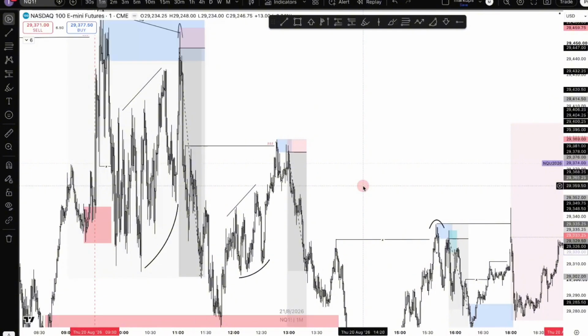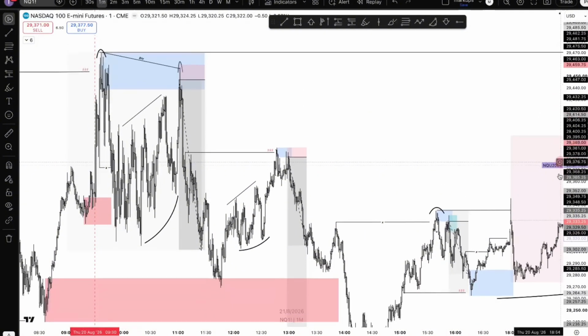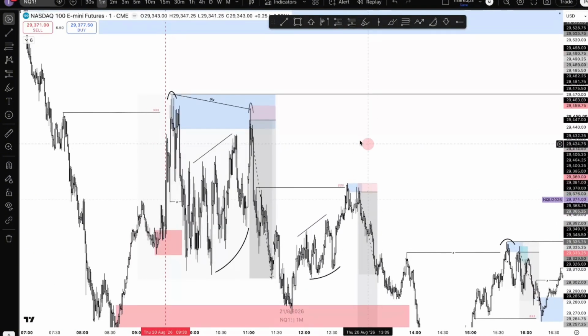So backtest this, use this to your knowledge. The one thing that I recommend is actually mastering protected highs or lows, because this is one of the most important things that I use every day.